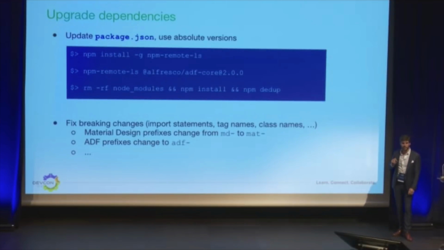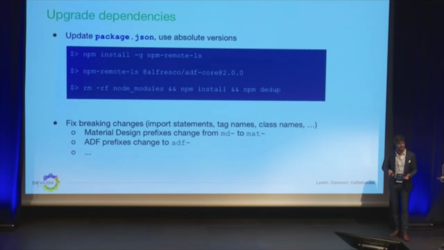When you've done that, of course, a new ADF version also brings new dependencies. It uses a lot of libraries, and you need to make sure that you have them installed. To do that, you need to update those libraries, or add or remove some libraries in the package.json file. I recommend using absolute versions, because by default a lot of times the caret symbol is used, which means that the version might slightly vary, which can cause problems. So I would recommend using absolute versions here.